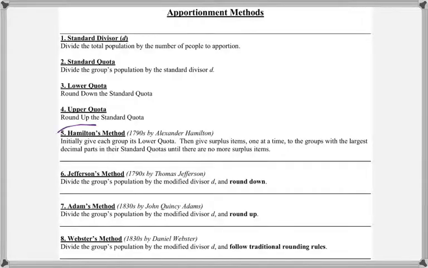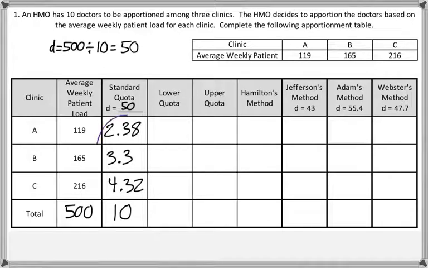The first method is Hamilton's method, but before we can complete it, we need to know the lower and upper quota. To find the lower quota, we need to round down the standard quota. So I want to look at the numbers in the standard quota column and round them down. 2.38 rounds down to 2, 3.3 rounds down to 3, and 4.32 rounds down to 4. If I add these up, I get 9. Again, we have 10 total doctors, so I want to make a note for later that we do need one more.